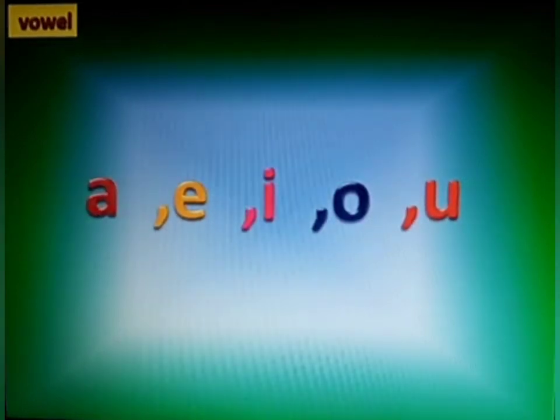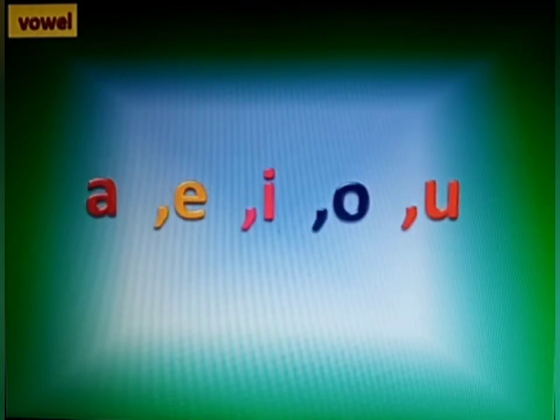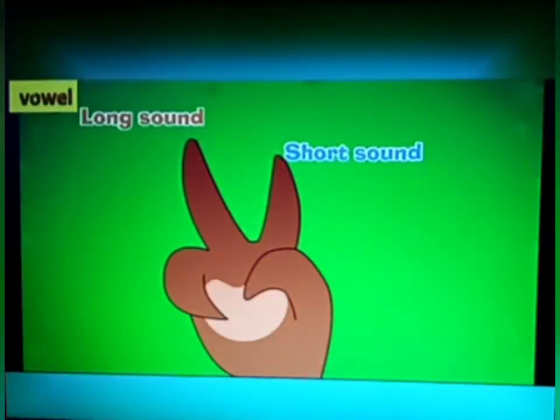Good morning, kids. Today we learn vowel sound. Let's learn vowel sound. A, E, I, O, U. These are the vowel letters. There are two types of sound: long sound, short sound.